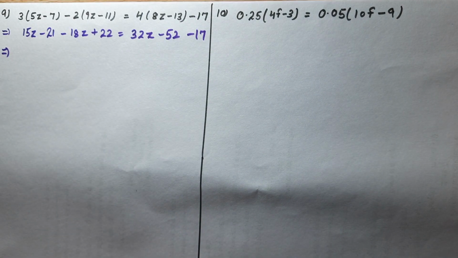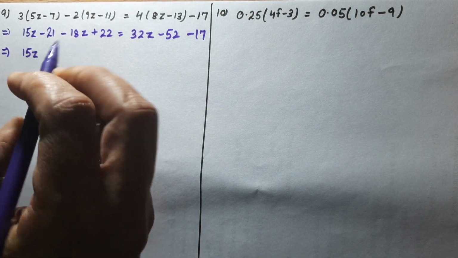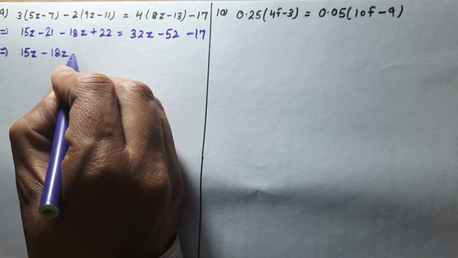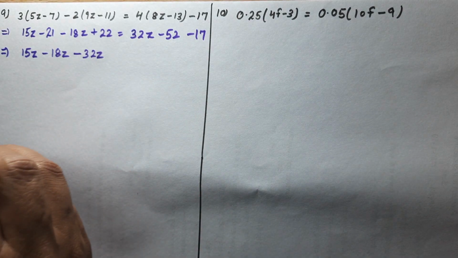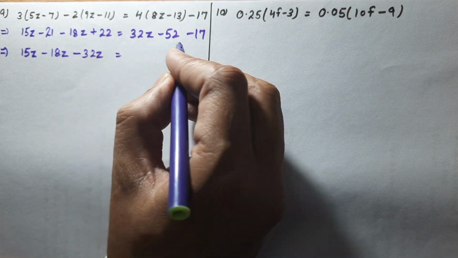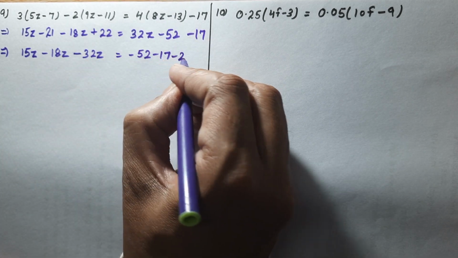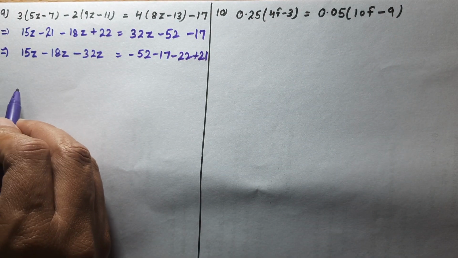Now you have just seen that these are in simplification. Now we will be transposing or rearranging terms. Variables along the same side, constant terms along the same side. Now the variable is 15z minus 18z, and 32z becomes minus 32z, because when it is transposed to the left hand side, the sign will be changed. So we are left with minus 52 minus 17 plus 22, and minus 21 will change into plus 21. Now we need to simplify it.